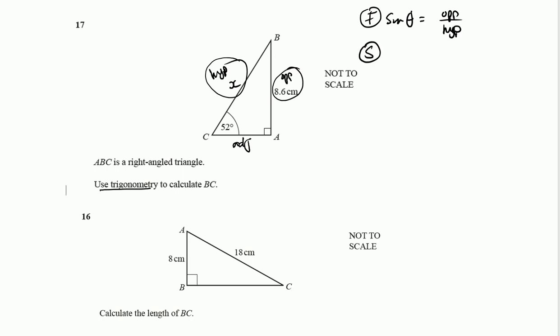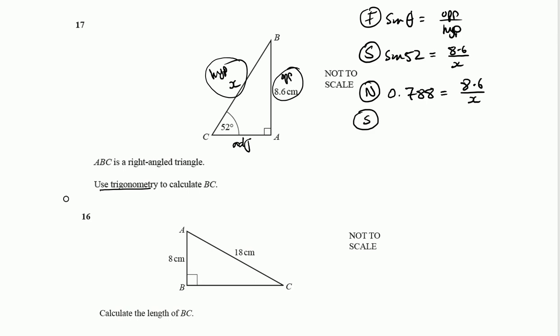Substituting in, I've got sine 52 is equal to opposite 8.6 over hypotenuse x. Now I'm looking around for any nice jobs that I can do. And in this case, I can actually work out what sine 52 is on my calculator, turning it into a decimal. This is 0.788. And now I'm left with an equation to solve.